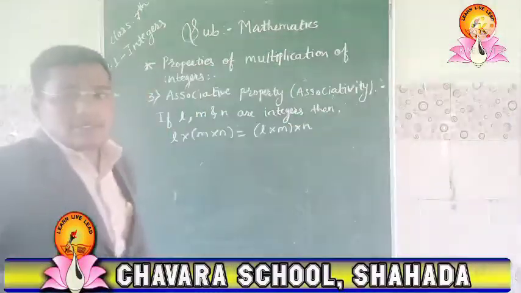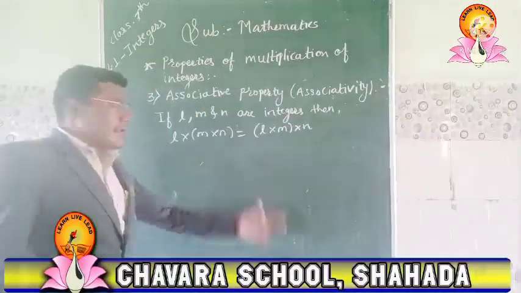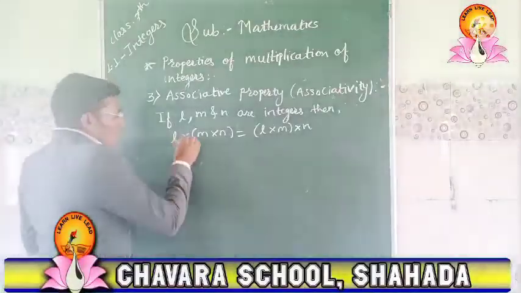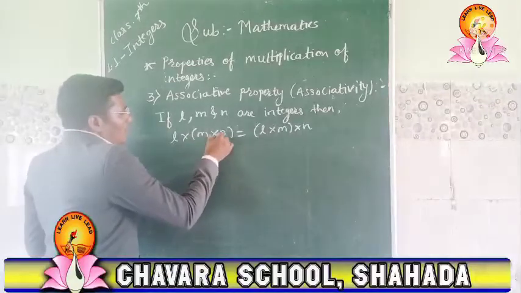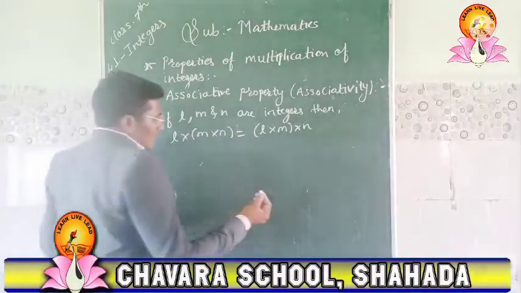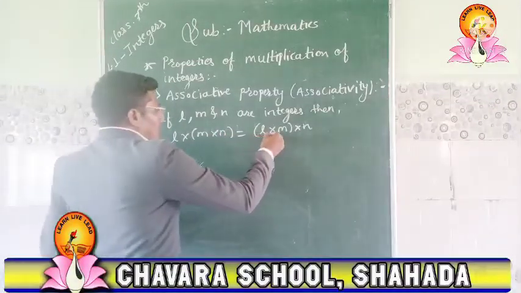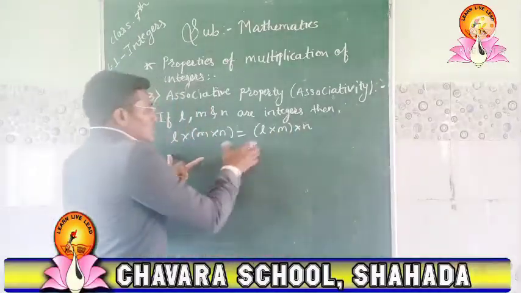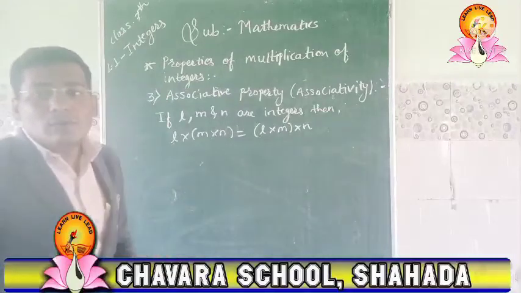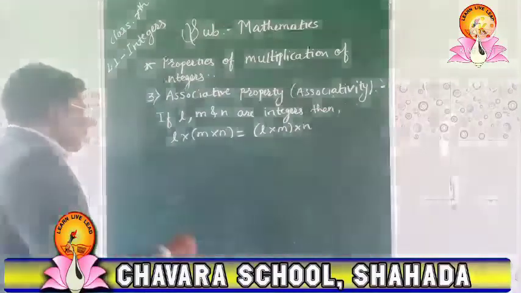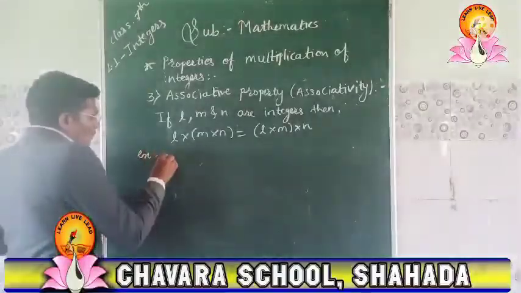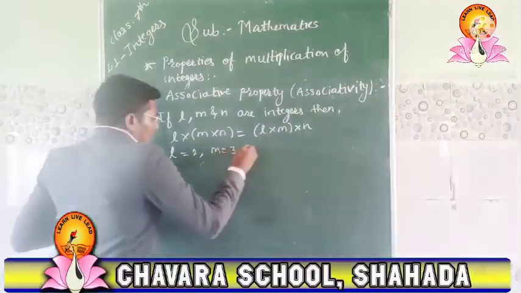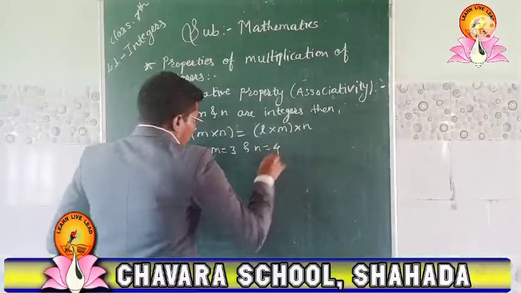Both will be the same, as I give in this written form. It means that L multiplied by the bracket of M into N, and L into M in the bracket multiplied by N, both the answers will be the same. So we'll prove it by using an example. For example, put L is equal to 2, M is equal to 3 and N is equal to 4.